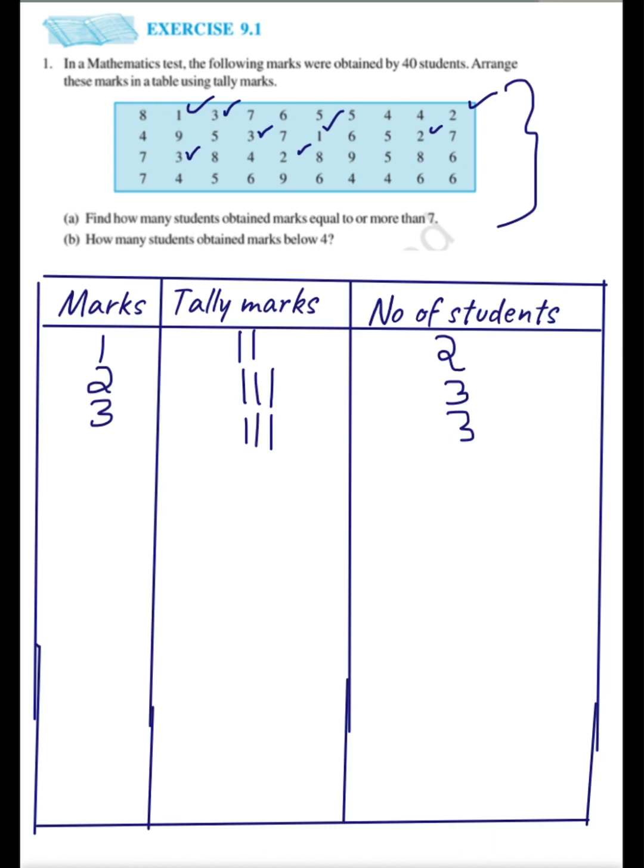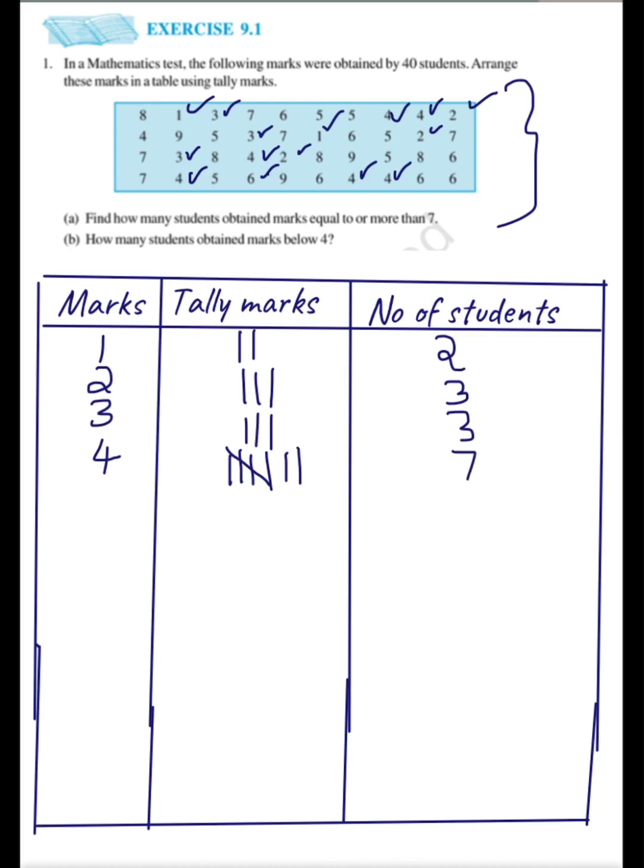Now 4 is also there. 7 times 4 is there. So 4. The marks 4. 1, 2, 3, 4. 5 you will mark in this way. Okay. Then 6, 7. Okay. So 7 times 4 is there.